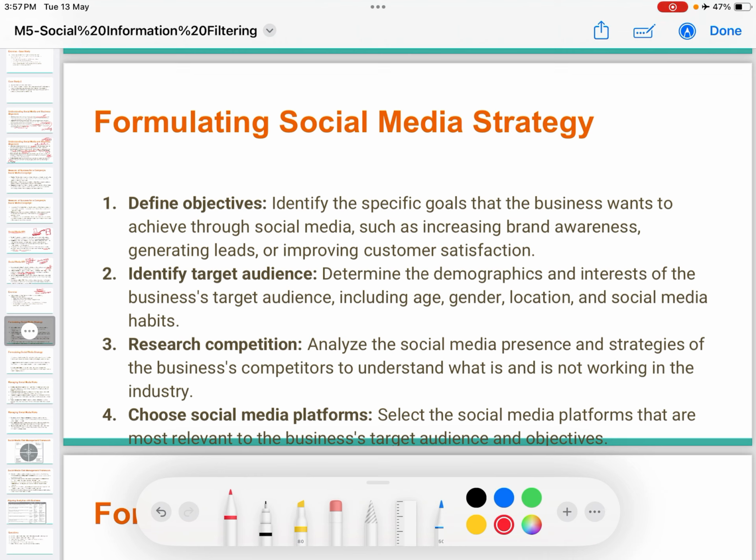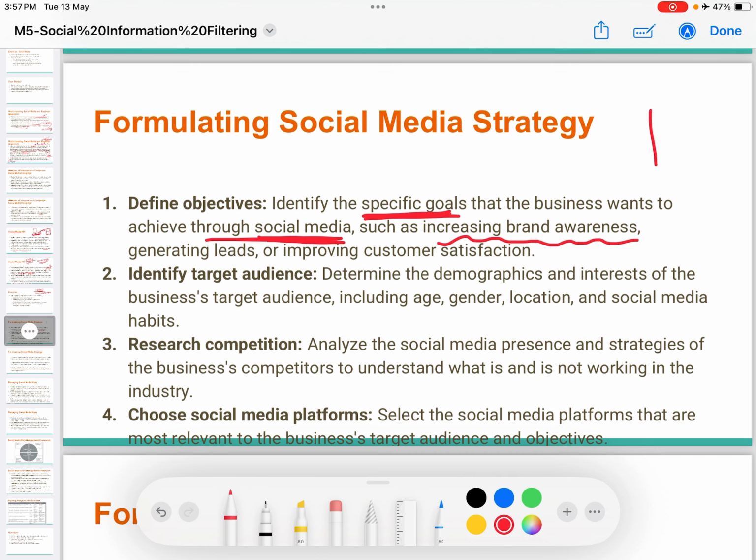Identify the specific goals that the business wants to achieve through social media, such as increasing brand awareness, generating leads, or improving customer satisfaction. So first, identify the goals which the business wants to achieve with the help of social media. If the business is new, it will want to increase its brand awareness so that it can reach more and more people.